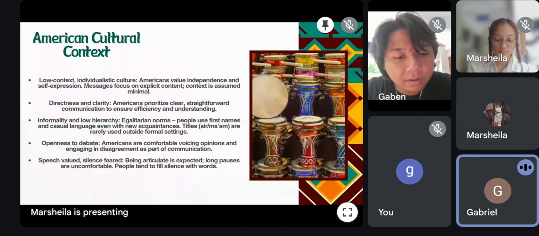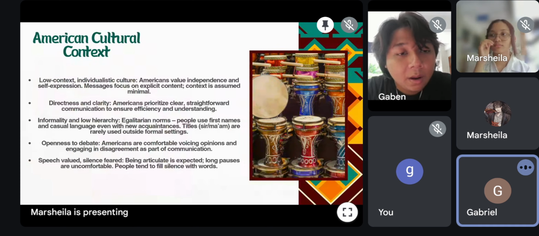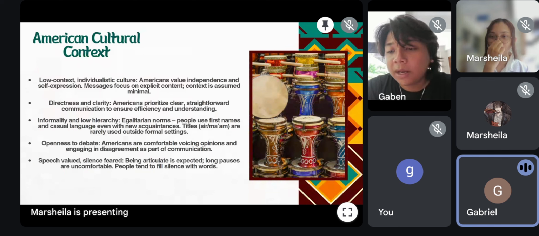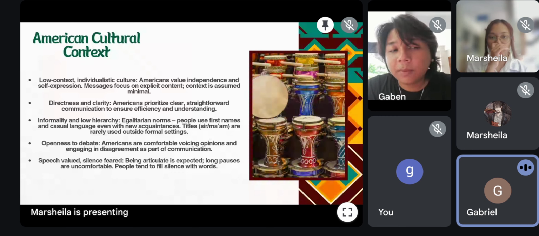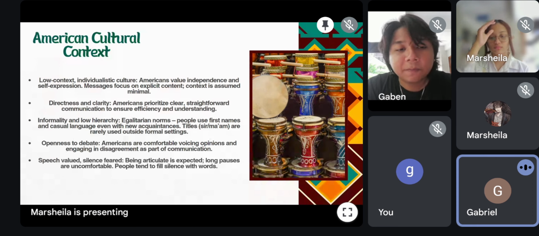Okay, now we're going to talk about the American cultural context. In the American cultural context, they have a low context, individualistic culture, and Americans value independence and self-expression in the messages that they are trying to say to each other. They focus on explicit content, where context is assumed minimal, which goes direct, and they prioritize clear, straightforward communication so it can be efficient and doesn't cause much misunderstanding, because what you say is what you mean. And with egalitarian norms, people use their first name and casual language even with new acquaintances. Titles like sir or ma'am are rarely used except on certain occasions.